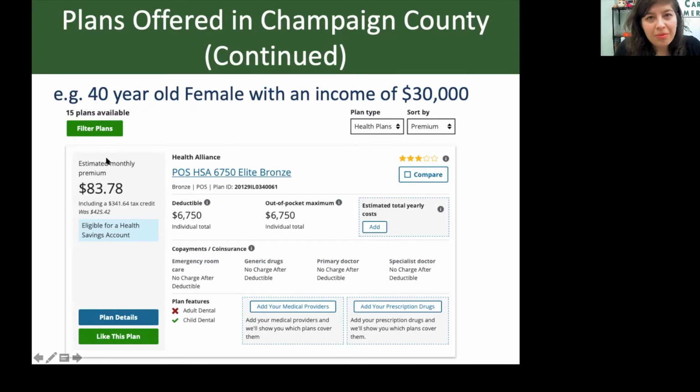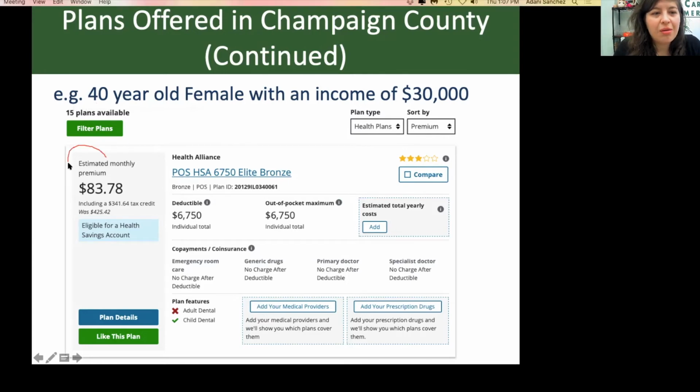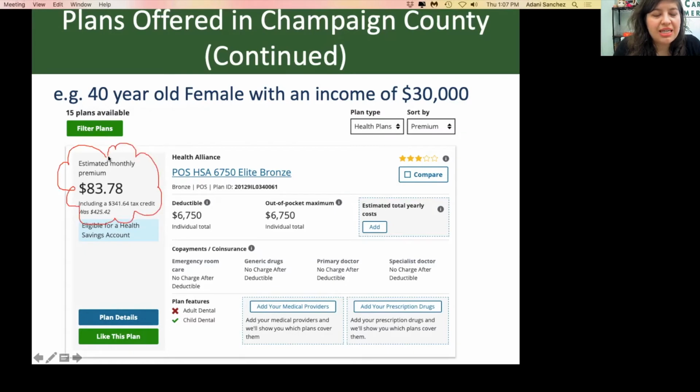So the biggest thing, and probably the thing that people are most interested in looking at, is how much is this going to cost? So you can see that's the first thing here on the left side. The premium for this bronze plan is $83.78. Because we entered our example's income of $30,000, we find out on the marketplace that she has a tax credit of $341. And you can see right under this premium amount that the sticker price for this plan is $425. So the $83 that we see reflected here has already taken into account what her subsidy is.